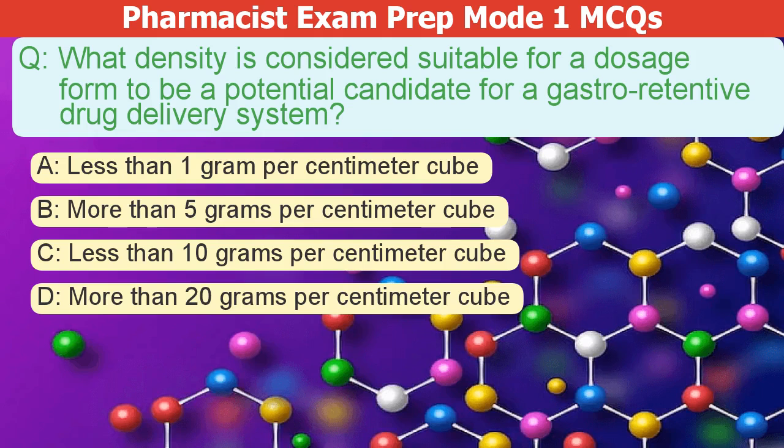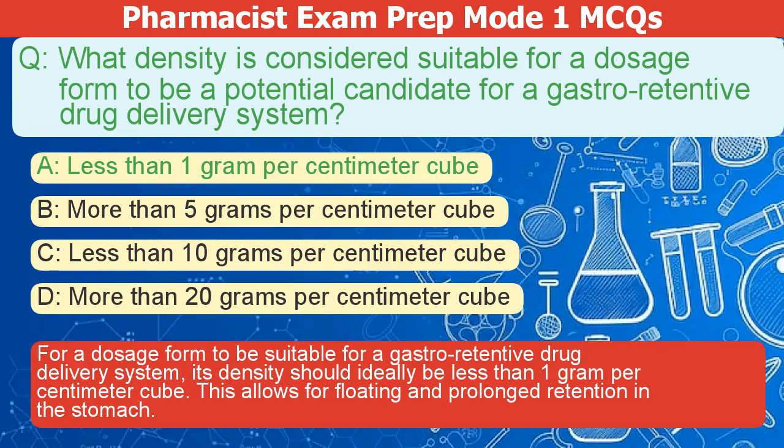What density is considered suitable for a dosage form to be a potential candidate for a gastro-retentive drug delivery system? A. Less than 1 g/cm3. B. More than 5 g/cm3. C. Less than 10 g/cm3. D. More than 20 g/cm3. The correct answer is A. For a dosage form to be suitable for a gastro-retentive drug delivery system, its density should ideally be less than 1 g/cm3. This allows for floating and prolonged retention in the stomach.